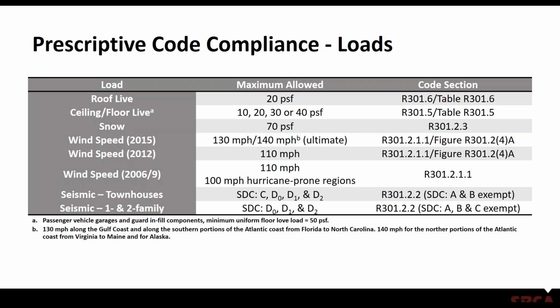And then the seismic provisions really haven't changed. For townhomes, it's seismic design categories C, D0, D1, and D2. And for one and two family, the maximum allowed is D0, D1, and D2, and the exempt would be anything that is located in A, B, and C.